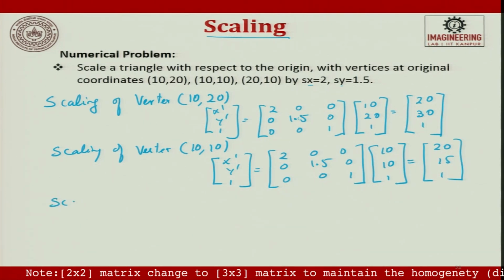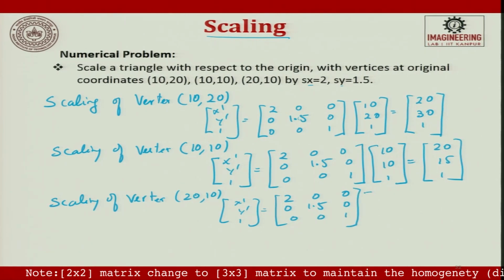Now, let us try to do scaling of vertex (20, 10). So, x dash, y dash, 1 is equal to [2 0 0; 0 1.5 0; 0 0 1], which is multiplied by (20, 10, 1), and you get 40, 15 and 1.